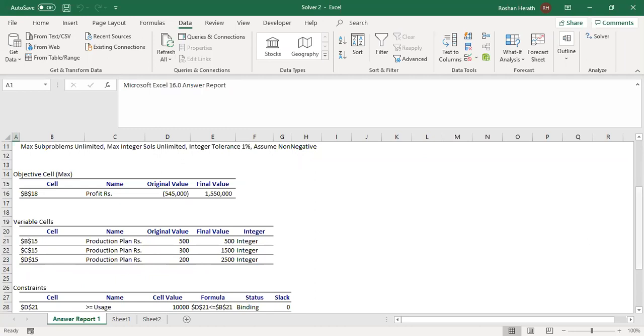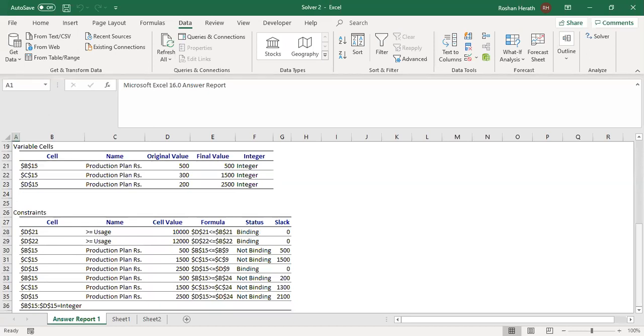Then you have the constraints. You can see that when it comes to the constraints, there are binding constraints and non-binding constraints. The binding constraints are the constraints that will hinder your profit potential. It's a major barrier, depending on the situation, to maximization of the profit. So if you look at the first one, you can see that it's 10,000. It is cell D21. Let's see what that D21 is.